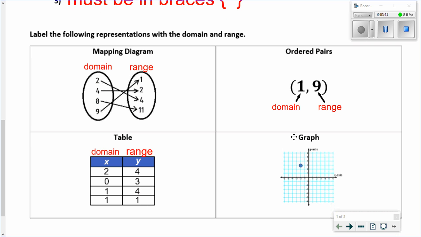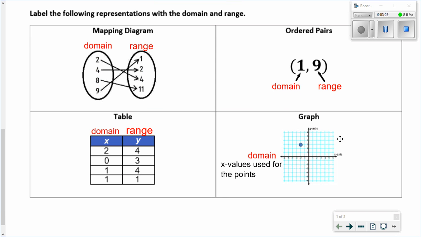And then on a graph, very similar to ordered pairs, the x value of the point will be your domain. Oh yeah. The x values used for the points give you your domain. And then the y values used for the points will give you your range. Okay? If you need to, pause the video so you can write this stuff down. Alright?